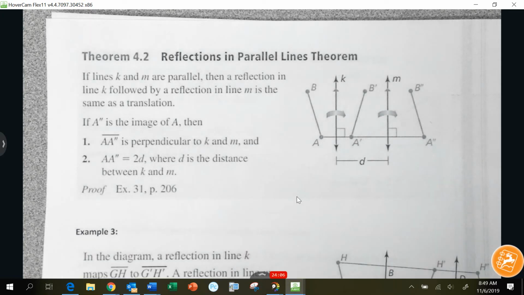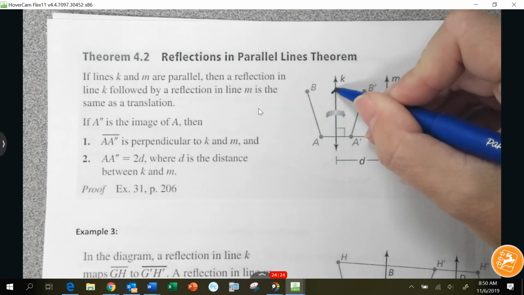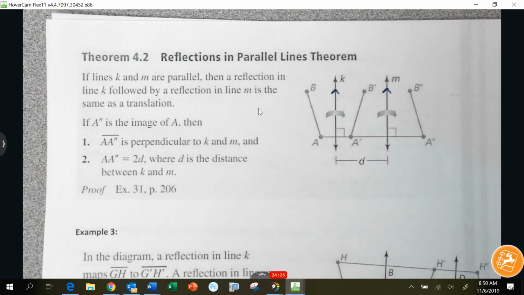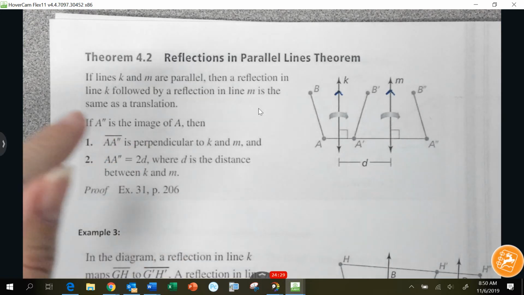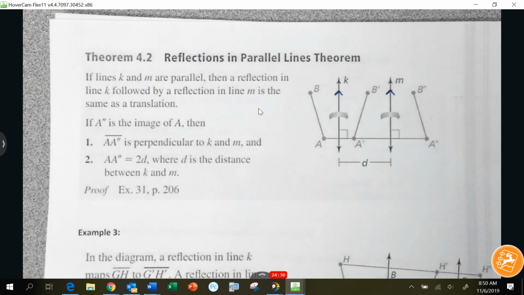All right, this is a theorem. Reflections, parallel lines theorem. This says if K and M are parallel, so we've got two parallel lines, how can I look at these and know that they're parallel? They have those little arrows that mark them and say parallel, besides the fact that I just read they're parallel. Then a reflection in line K followed by a reflection in line M is the same as a translation.